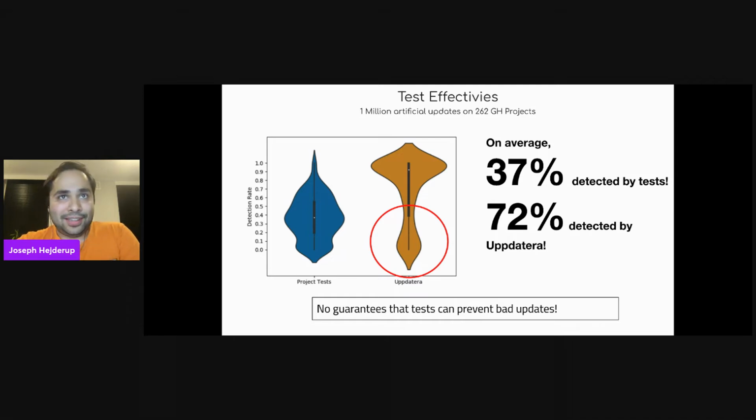On the other hand, with static analysis, due to the sloppy definition of the diffing, it will also have a lot of false positives. But I think the main thing here is to see that we don't have a guarantee that tests are able to detect all types of bad updates.